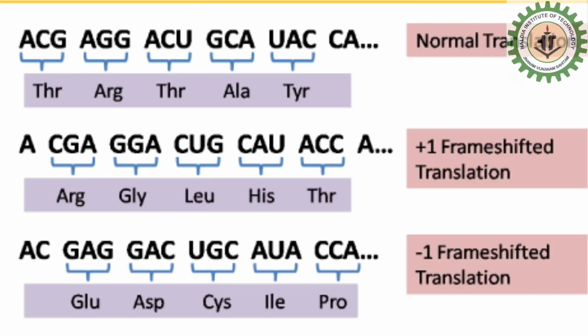Now remember one thing, frame shift mutations occur only when one or two nucleotides are added or deleted from the DNA of the open reading frame. If 3 nucleotides are added or deleted, those 3 will code for another amino acid. So the frame will remain the same. That will not be called a frame shift mutation. So for frame shift mutation, only 1 or 2 nucleotides are added or deleted.